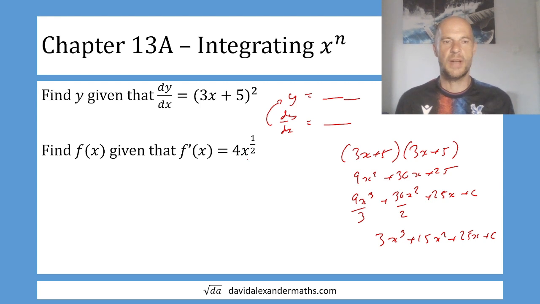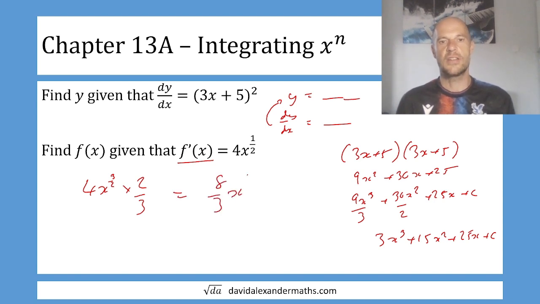Okay, let's look at the next one. So this is similar. Find the function of x given that f dash x is 4x to the half. Remember that f dash x is another way of writing our derivative. So we want to integrate this. So I'm going to increase the power by 1 and divide by the new power. So I'm going to divide by 3 over 2, which is the same as multiplying by 2 over 3. So that is going to be 8/3 x to the 3 over 2 plus c.